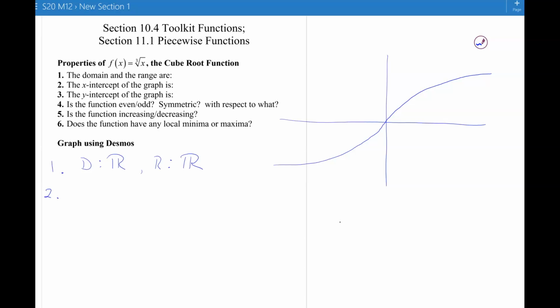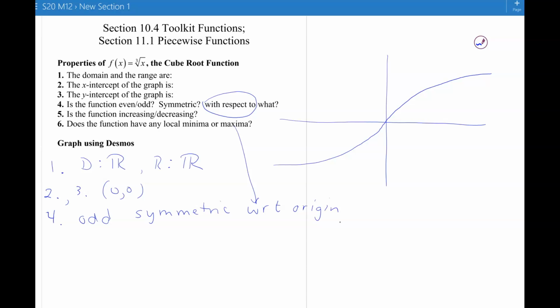So then the only intercepts, again, for number 2 and 3 are the origin for both. And then is the function even or odd? And in this case, it's odd, because if you take the part in quadrant 1 and rotate it about the origin to quadrant 3, it matches up. And it's symmetric. And then we write it's symmetric with respect to the origin.